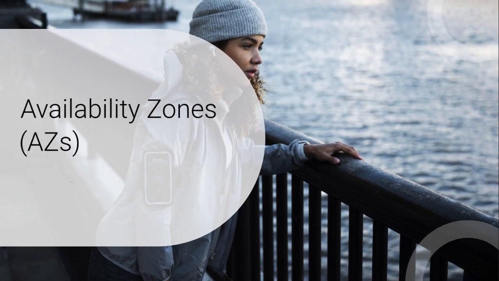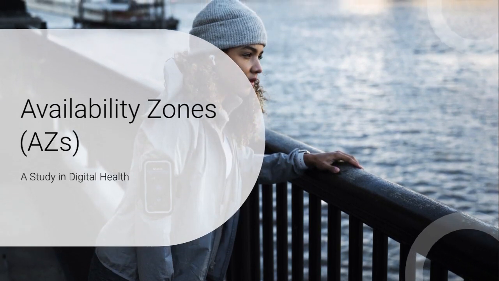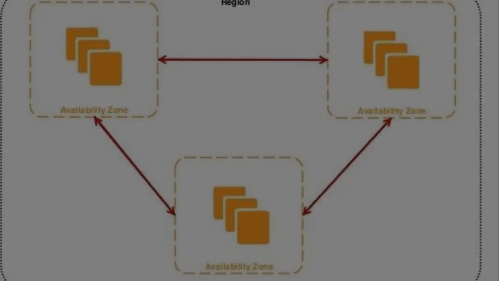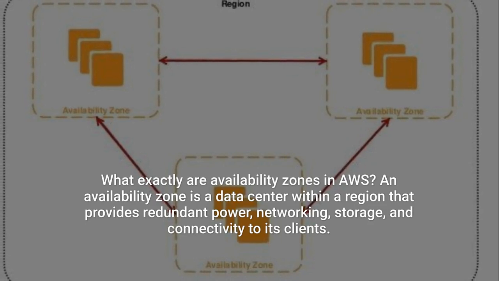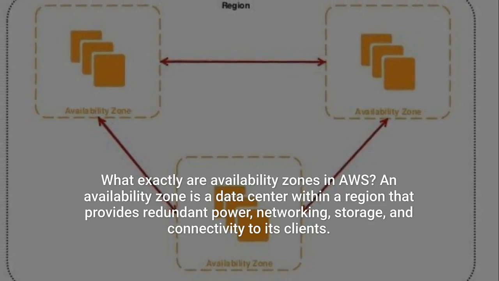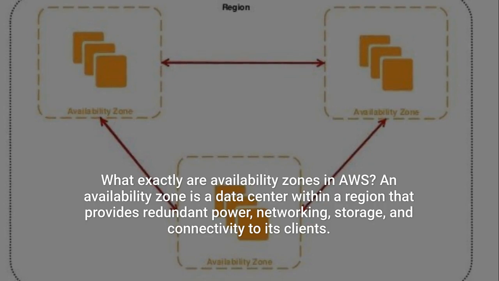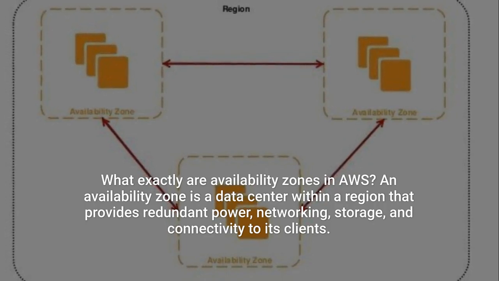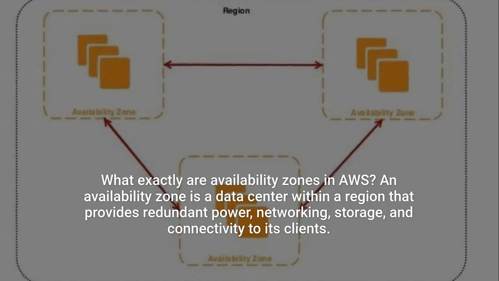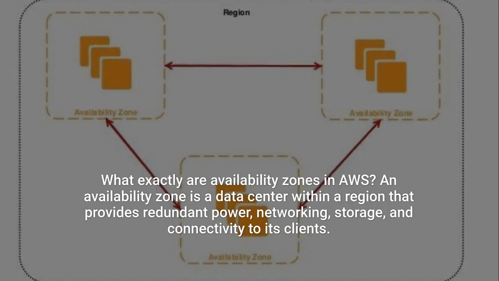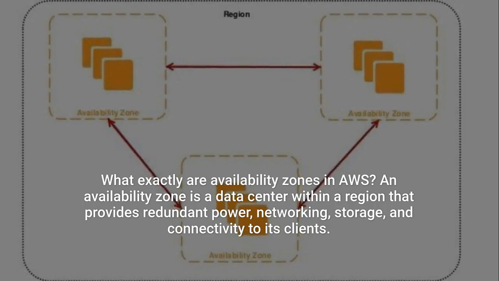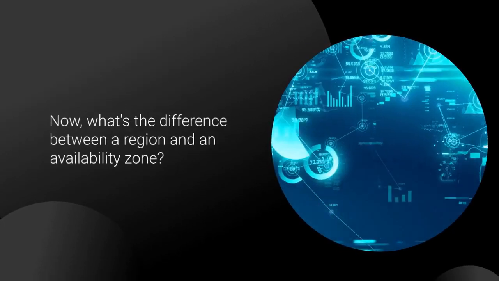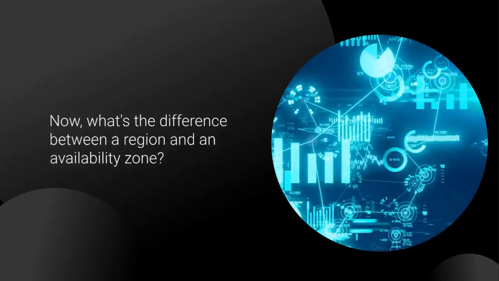Let's now shift our focus to availability zones, AZs. What exactly are availability zones in AWS? An availability zone is a data center within a region that provides redundant power, networking, storage, and connectivity to its clients. Now, what's the difference between a region and an availability zone?